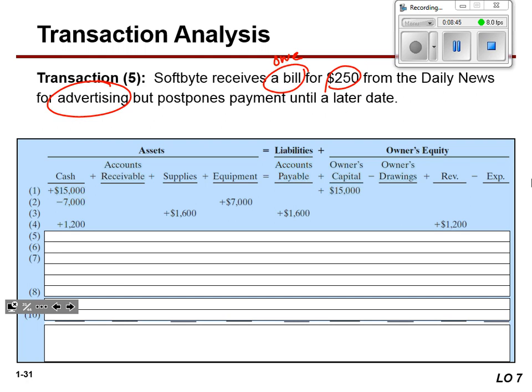Where are we going to see the numbers here? Is there any assets involved here? No, we did not pay cash. Is there a liability that's going to go up? Yes. We see the owner's overall worth go down because of an advertising expense. Does 0 equal plus 250 minus 250? Okay, we did it right.